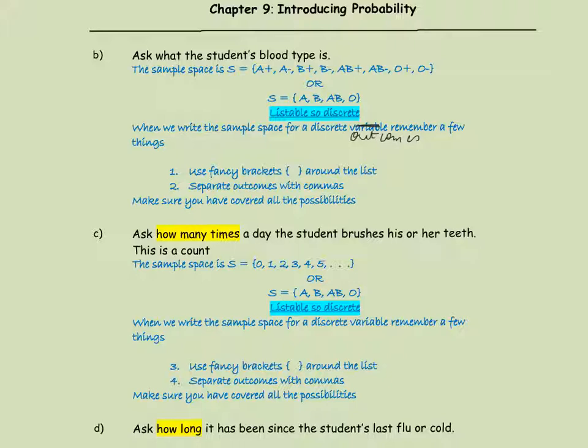The next question is to ask students' blood type. So we can list blood types in 2 different ways, one with the RH factor and the other without the RH factor.